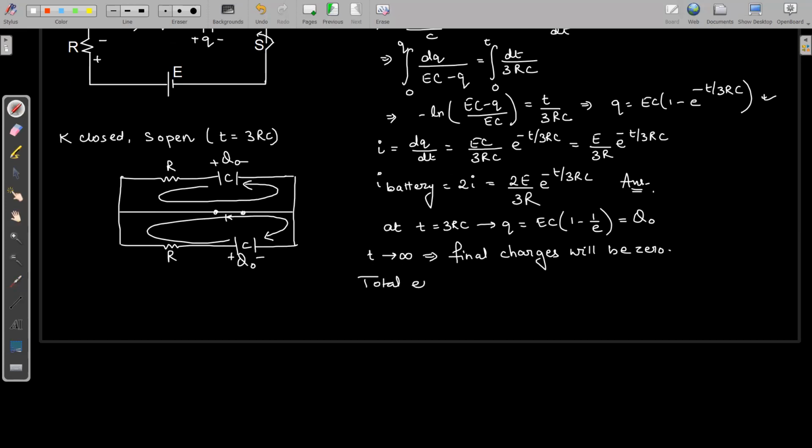So the total energy lost in the resistors is equal to the total energy initially present in the capacitors. In any one capacitor it is Q naught square by 2C. In both the capacitors it is the same, so I'm simply multiplying by 2. We know the value of Q naught, so this value will be E square into C times (1 minus 1 by e) whole square. So this will be the total energy lost in the resistors.